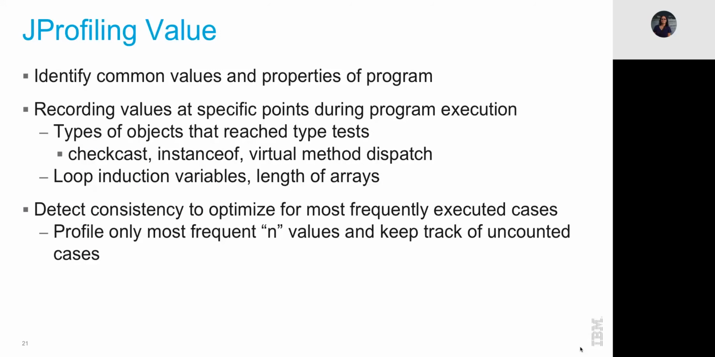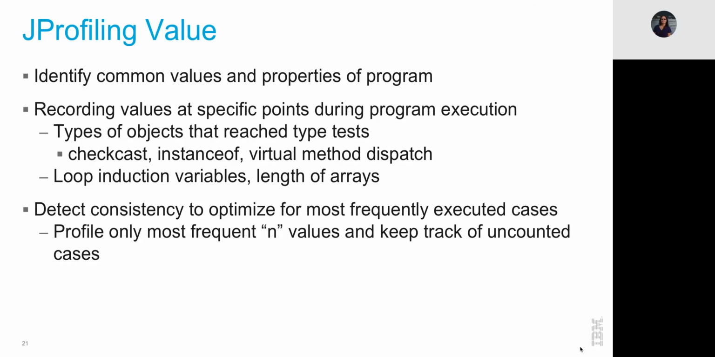Well, the main aim behind value profiling information is to identify common values and program properties at specific points during program execution. This information can be the type of an object, which is a type test like a check-cast, instanceof, or virtual method dispatch. It can be a loop induction variable or the length of arrays. And using this information, an optimizer can generate code tailored to frequently executed cases. So the main lookout in any value profiling information is to detect consistency.